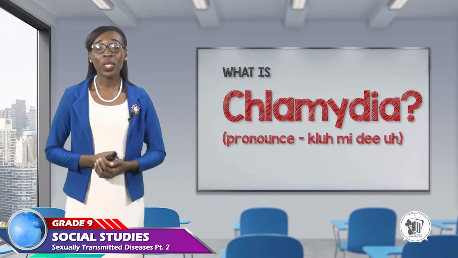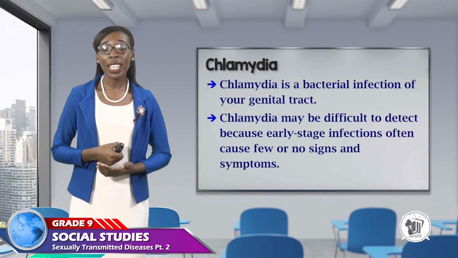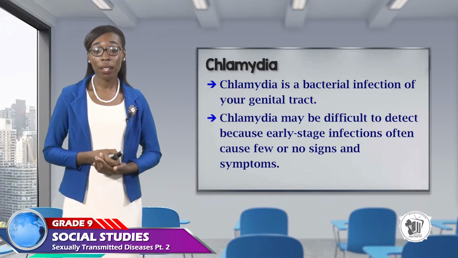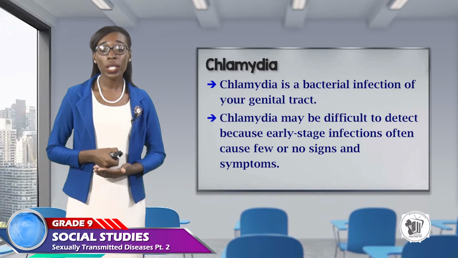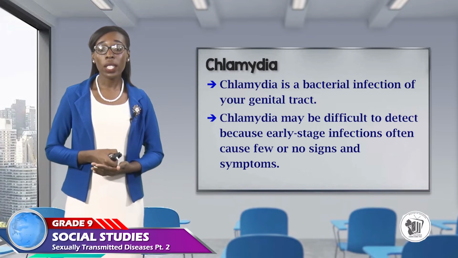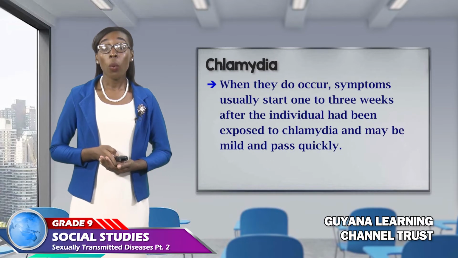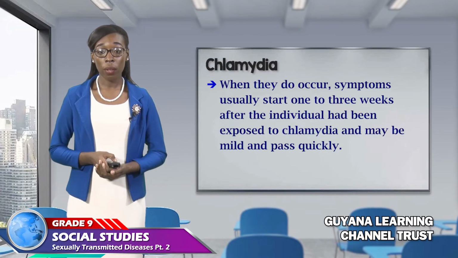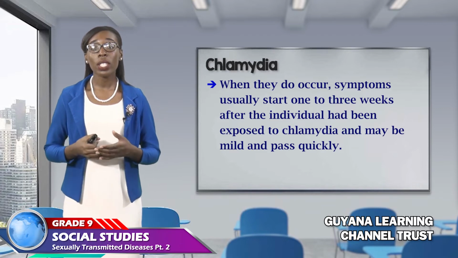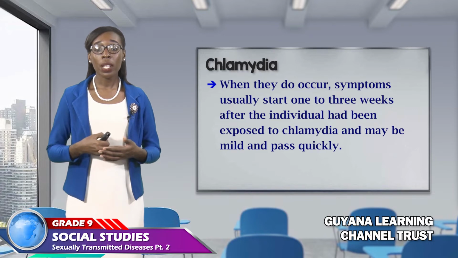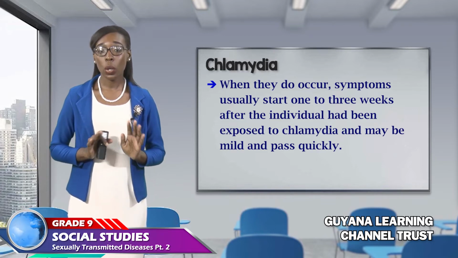So let's begin by looking at chlamydia. Chlamydia is a bacterial infection of the genital tract. Chlamydia may be difficult to detect because early stage infections often cause few or no signs and symptoms. When they do occur, however, symptoms usually start 1 to 3 weeks after the individual had been exposed to chlamydia and may be mild and pass quickly.